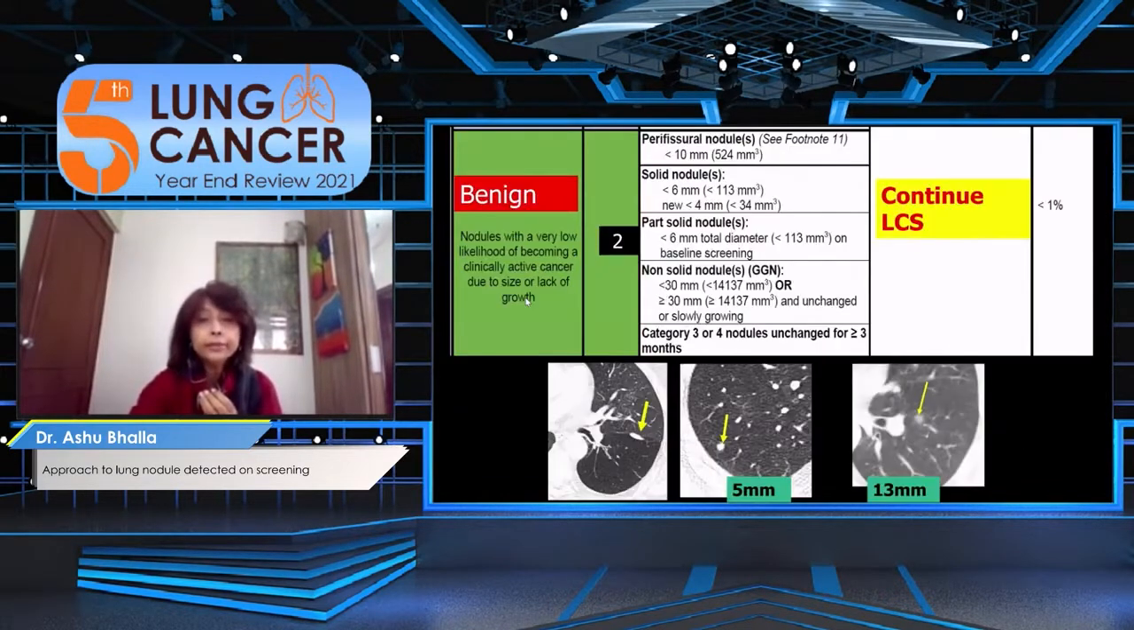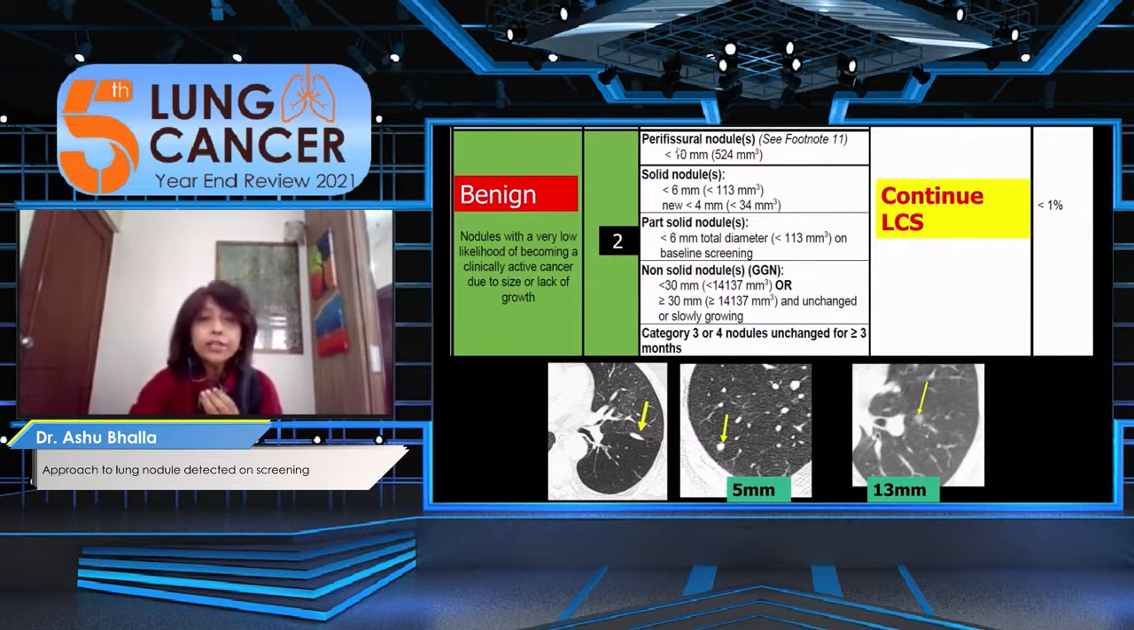On the other hand, when we come to the benign nodules, which means very low likelihood of turning into cancer, as I mentioned, in solid nodules this size remains 6 mm, in part solid also 6 mm, in GGN it remains 30 mm.